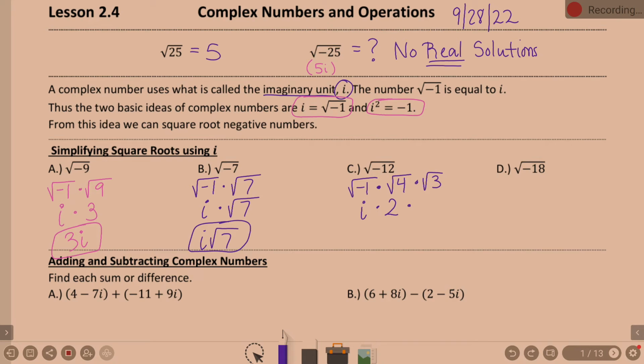What is the square root of 3? It's 1.7 something is what I know, but that's not what I want right now, is it? Square root of 3 is just going to be square root of 3 because it's not a perfect square. Okay? Best way to express this, well, how would you express I times 2? 2i, so I'm going to say 2i times the square root of 3. Okay? So when you see negatives, pull out that square root of negative 1 as an I. If you see perfect squares, factor those out.